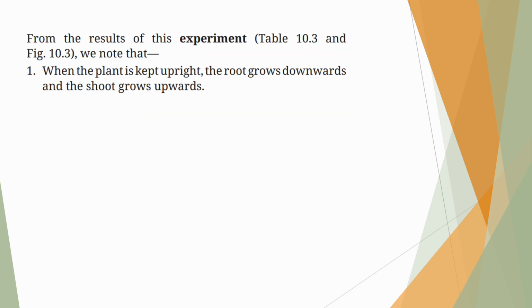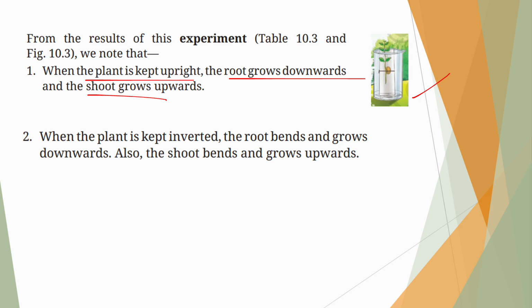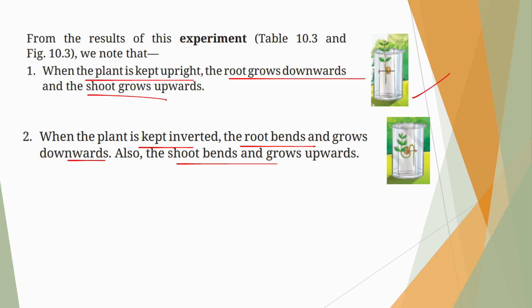From the results of this experiment, we note that when the plant is kept upright, the root grows downwards and the shoot grows upwards. See this picture. The root grows downwards and the shoot grows upwards. The next one, when the plant is kept inverted like this, what will happen? The root bends and grows downwards. Also, the shoot bends and grows upwards.